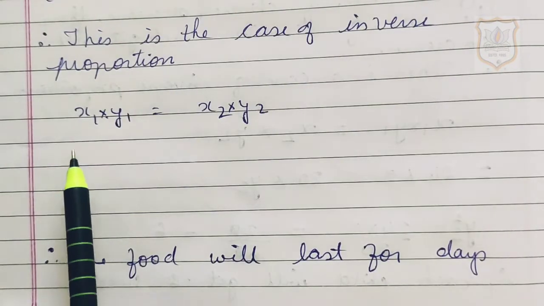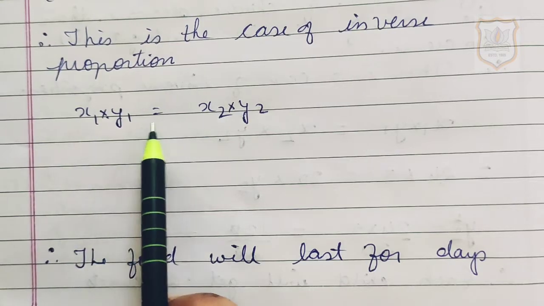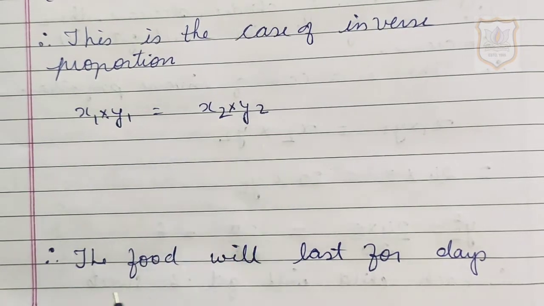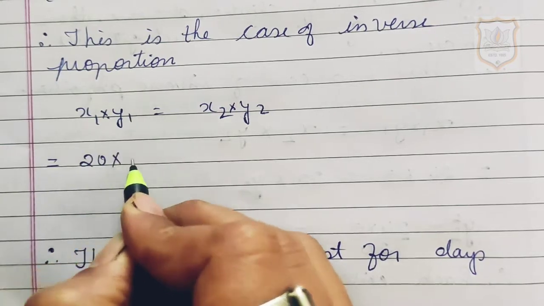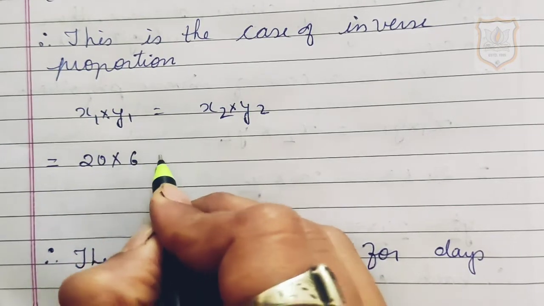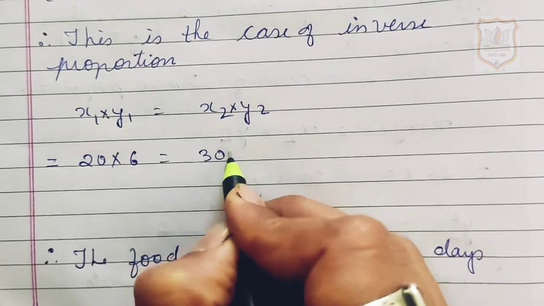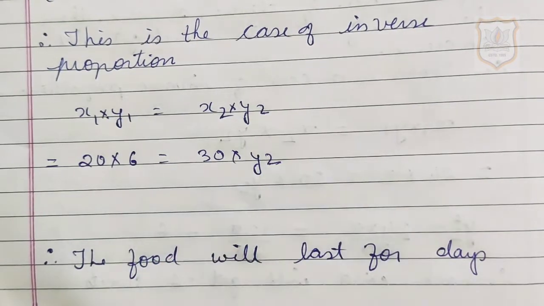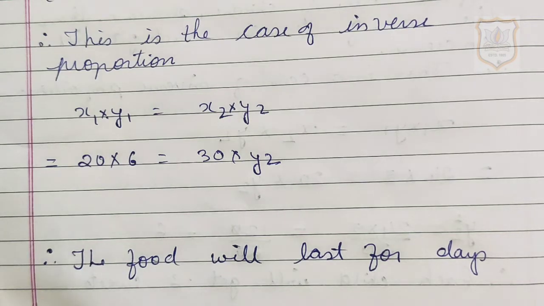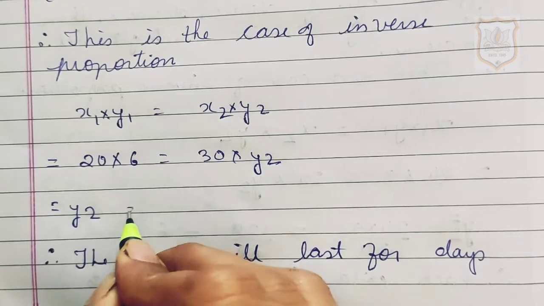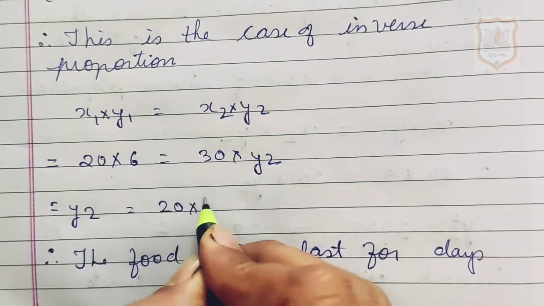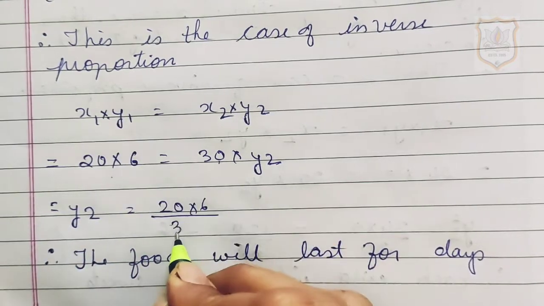Now, here also, students, we will write x1 multiplied by y1 equals x2 multiplied by y2. Here x1 is 20 multiplied by y1 is 6 equals x2 is 30. And y2 we will write as it is, as we don't know the value of y2. Now to find the value of y2, we write 20 multiplied by 6, divided by 30.